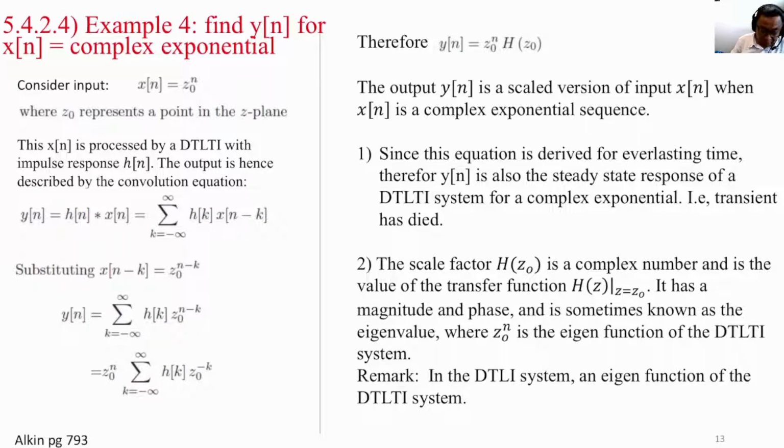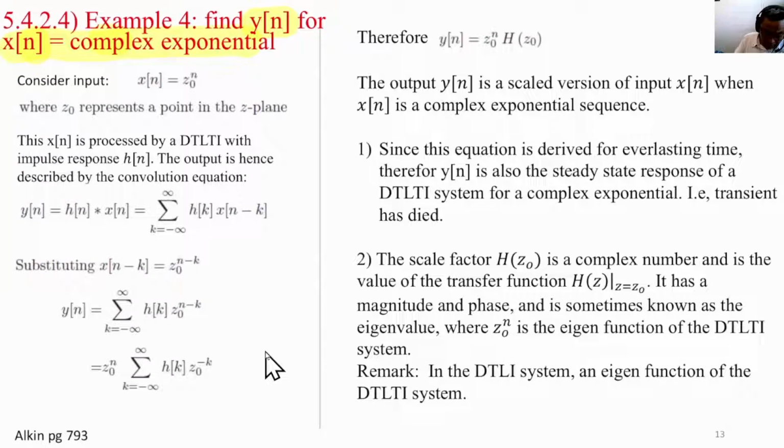Welcome back. This is example 4 of Z-transform. In this example, the input is a complex exponential and we are asked to find y[n]. In particular, the complex exponential exists for all time from minus infinity to infinity. So this is different from the previous example where we were considering only causal signals.